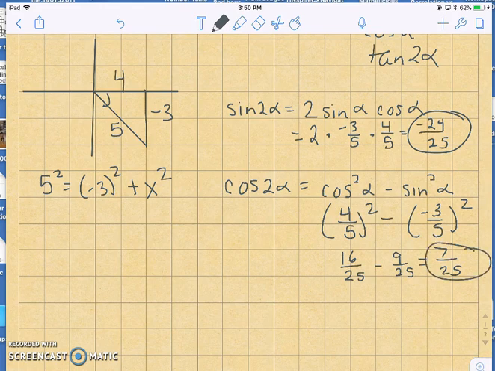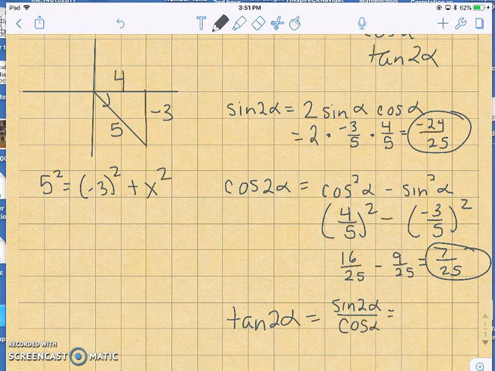Now you'll notice we don't have a formula for the tangent, but you know tangent is y over x, which is the same as our sine over our cosine. We found those already, so we can just do our sine divided by our cosine. So we have negative 24/7.